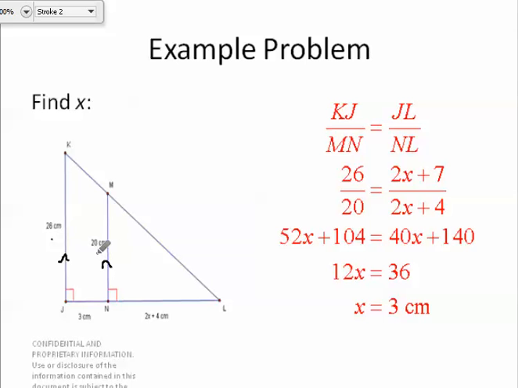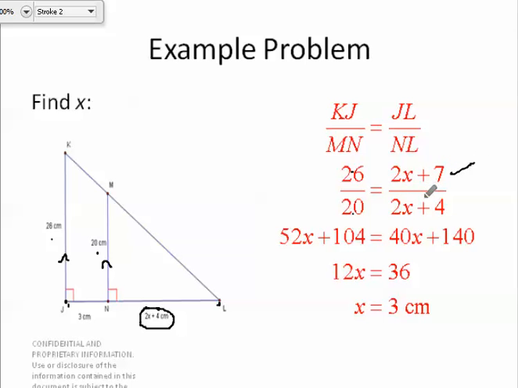26 divided by 20. 26 and 20. Now what I want you to recognize is this 20 is the side of a triangle, isn't it? So I've got to use that side of the triangle, 2x plus 4. And this 26 is the side of a triangle. So I've got to use the whole side of the triangle from J to L. Well, they didn't give me J to L. They gave me N to L and J to N, so I can add those together. 2x plus 4 plus 3 is 2x plus 7. That's where this came from here.